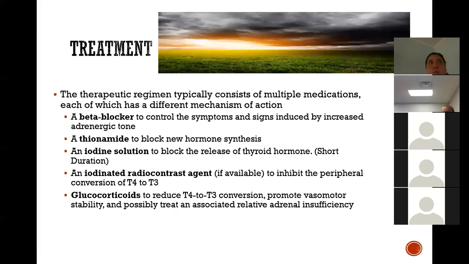So what would treatment be? Some of these things on the slide are really more for inpatient physicians than outpatient, but your mainstay, the thing that's going to provide the best help right from the beginning, is a beta blocker. And that's actually going to provide the best symptomatic and otherwise relief. It also, to some degree, prevents conversion of T4 to T3 in the periphery, so you get less active thyroid hormone.